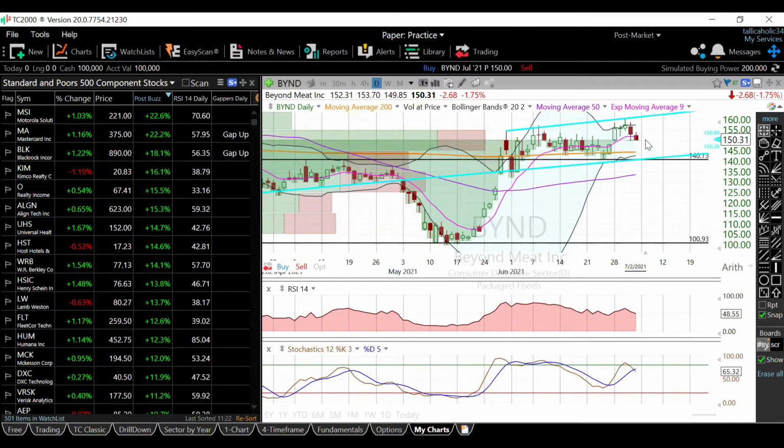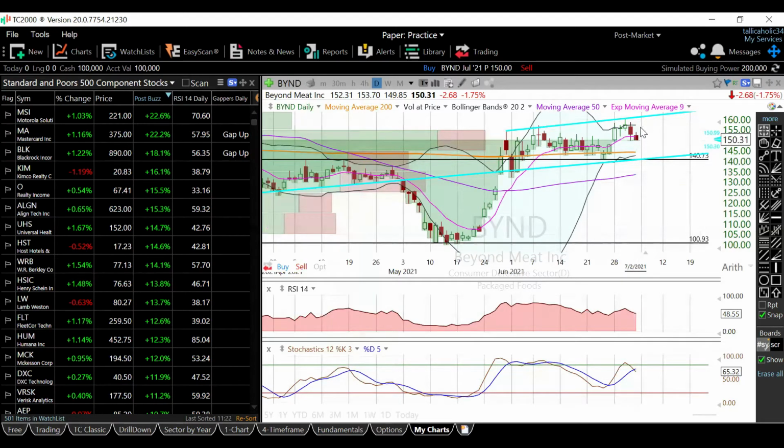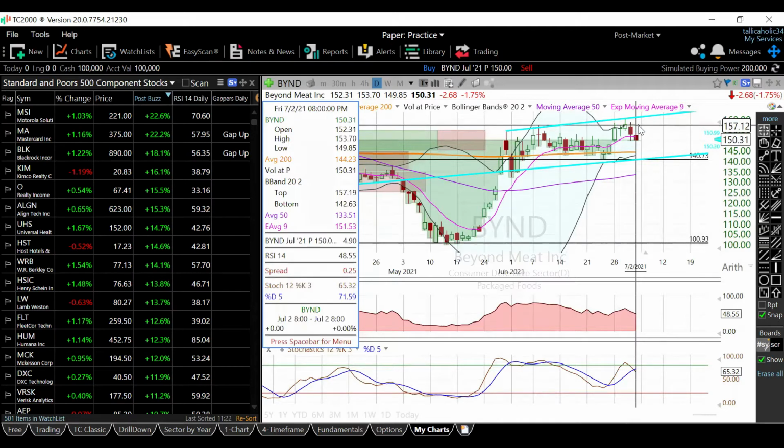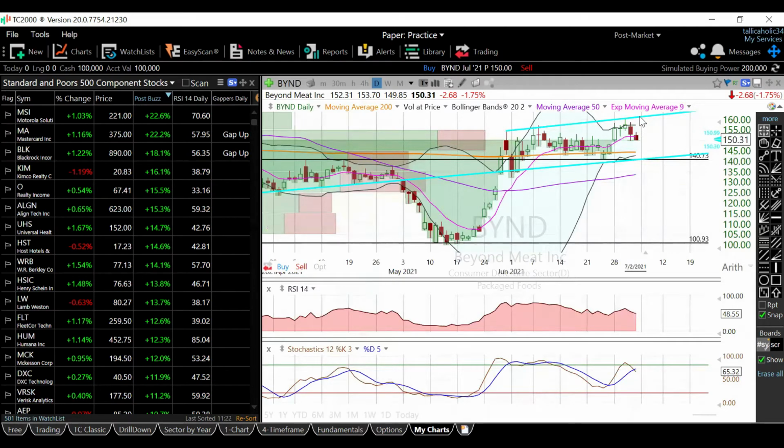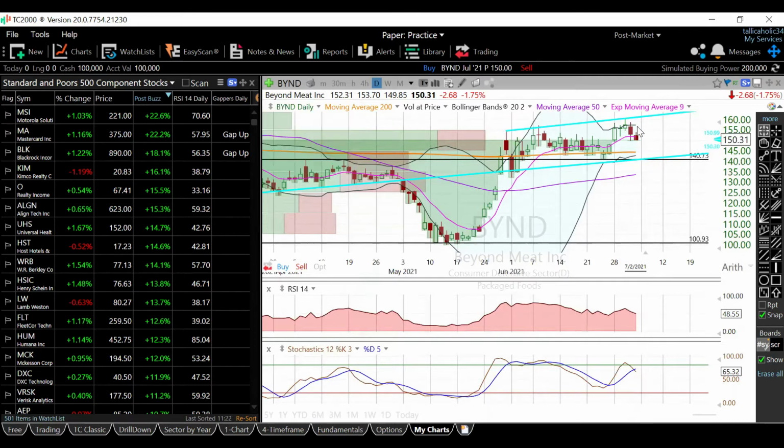So really what are we looking at now? We're at the 150s. We rejected the 9-day EMA today. So going forward, that's going to be our immediate resistance. That's 151.53. Above that, it will be this upper Bollinger Band here, currently right around 157. And then ultimately, it's going to be the top of this upper trend line here, right around 160, 161 area.